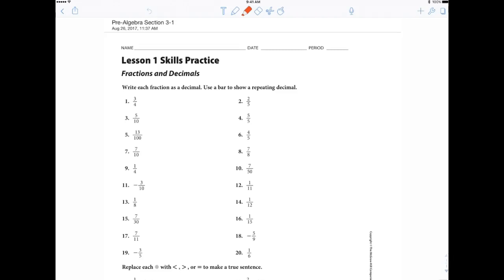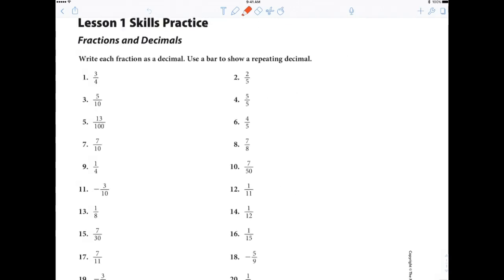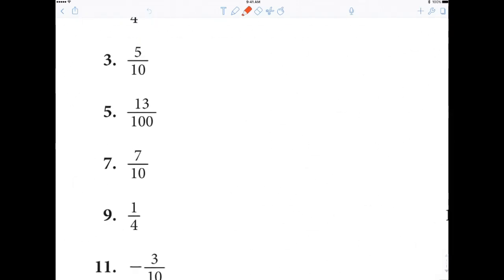Okay, today we are going to write fractions as decimals. Before I get started, you should already know about half of these without doing any work.